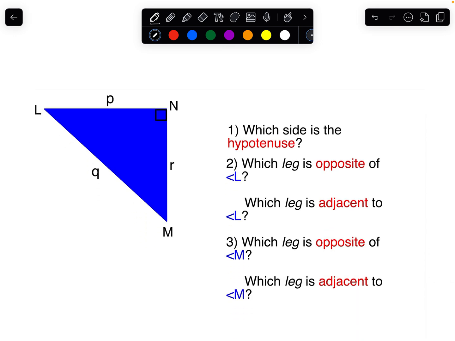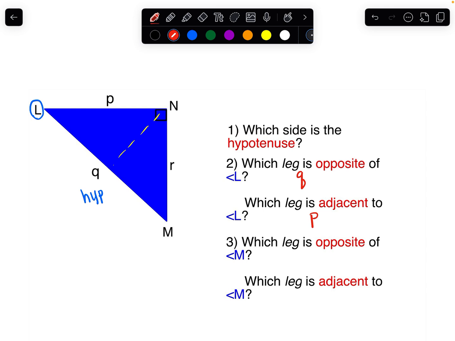Let's look at this one. Which side is the hypotenuse? If we go across from the right angle, we can see that side Q is the hypotenuse. Which leg is adjacent to L? So if we look at angle L, we already know that side Q is the hypotenuse, so that can't be my adjacent leg. So it has to be leg P.